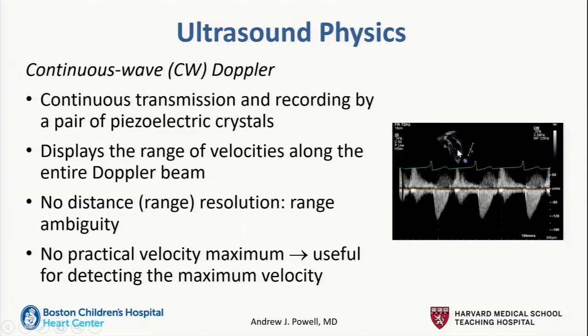As a result of that, there's no distance or range resolution. In other words, I can't tell what the velocity is at a particular point. All it's going to show me is the whole range of velocities that are along this, but I can't localize it. And so that's why continuous wave Doppler is sometimes said to have range ambiguity. You can't tell at what point this particular velocity or this particular velocity is. The good thing about continuous wave Doppler is that there's no practical velocity maximum, and so it's very useful to determine the maximum or the peak velocity along the Doppler beam.